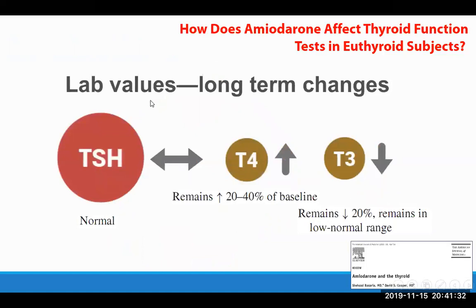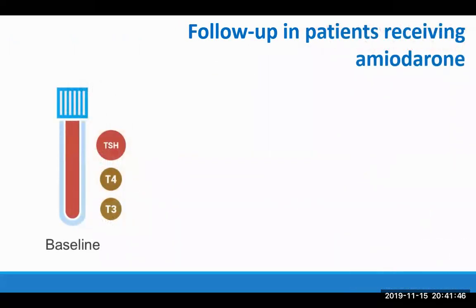So the most important one: after 6 months of amiodarone administration, TSH must be normalized. If TSH is elevated, this is amiodarone-induced hypothyroidism. If TSH is low, this is amiodarone-induced thyrotoxicosis. So in any patient who receives amiodarone, we must do baseline TSH, T3, and T4.